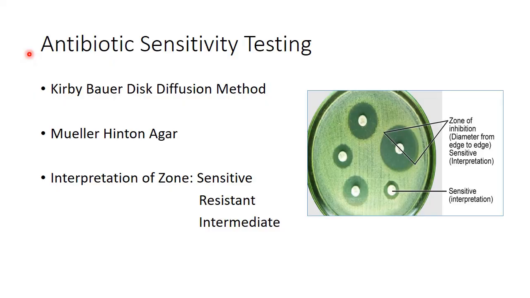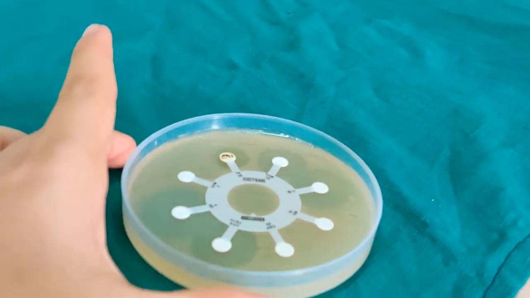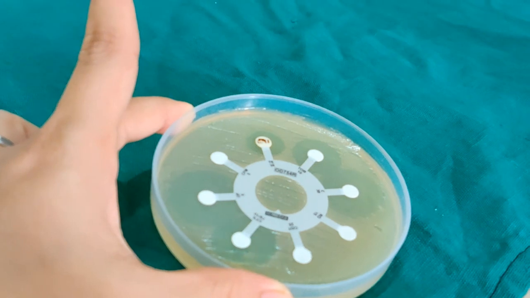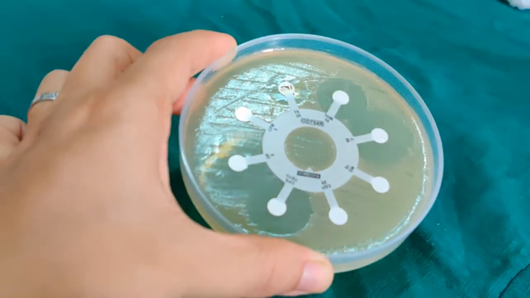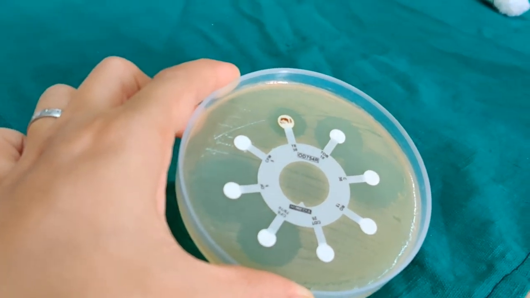In the last, antibiotic sensitivity testing is done on the particular pathogenic organism on Mueller-Hinton agar using the Kirby-Bauer disc diffusion method, wherein the zone of inhibition is measured and interpretation of the zone is given as either sensitive or resistant. Antibiotic sensitivity testing on Mueller-Hinton agar using Kirby-Bauer disc diffusion method.